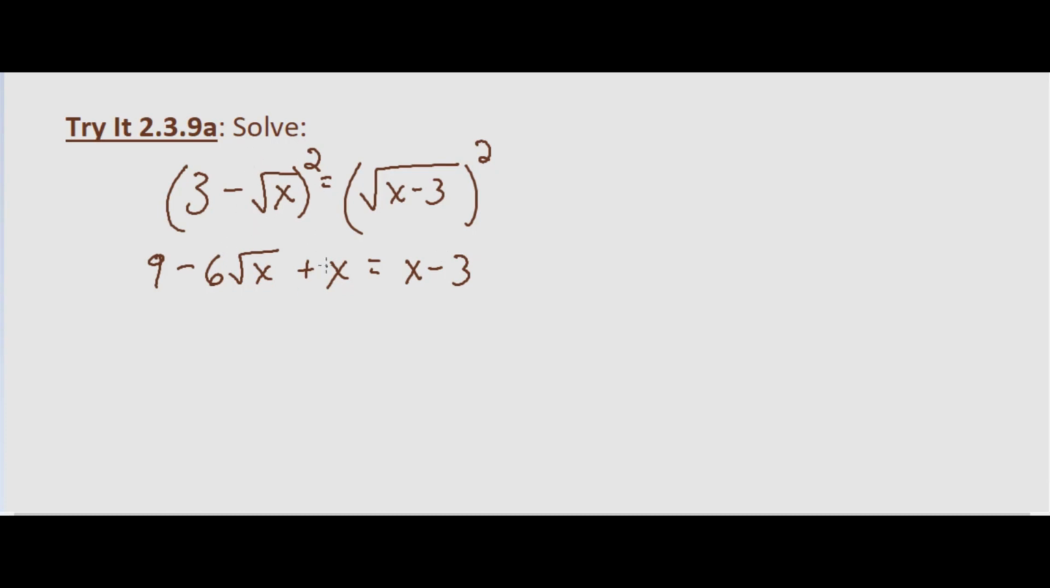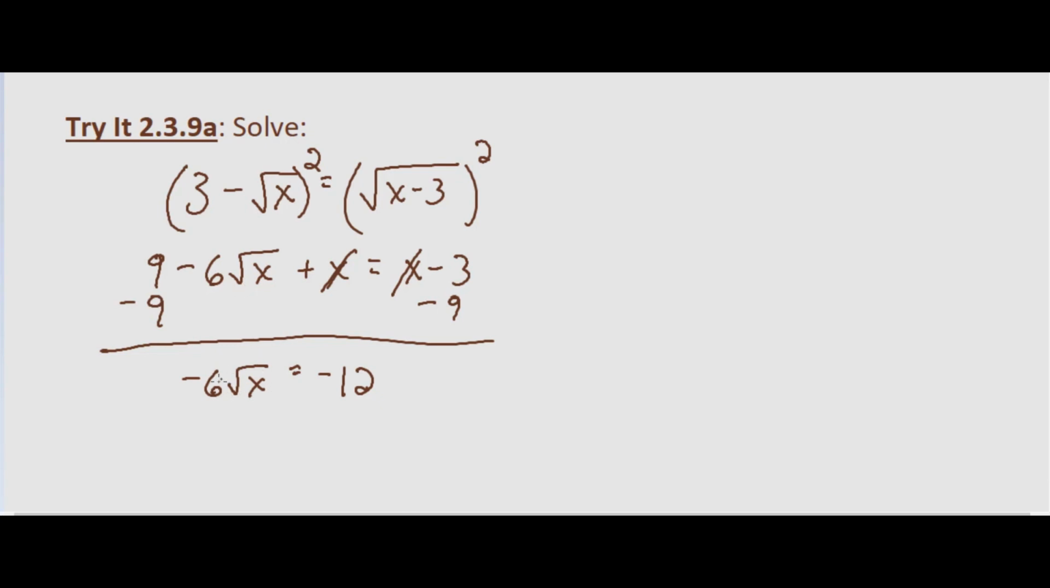So now we'll isolate what we have. In this case, we have an x on both sides, so those are just going to cancel. If we subtract x from both sides, they're going to cancel each other out. So we end up with, subtracting 9 from both sides, negative 6 times the square root of x on the left-hand side equals negative 3 minus 9, which is negative 12.